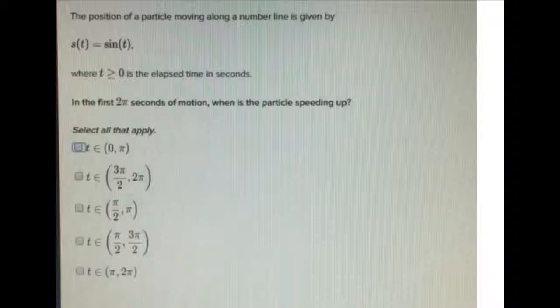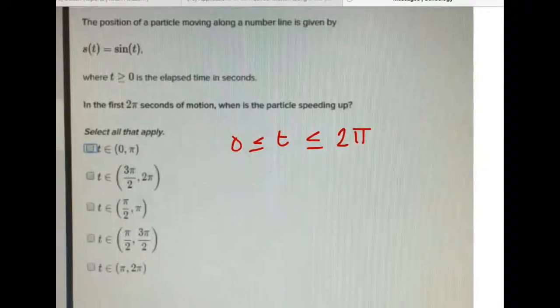So really, we're thinking about t. Well, we already know that it's got to be equal to 0 or bigger, and then the biggest that we're concerned with is 2 pi, which is roughly around 6 seconds. So, in the first 6-ish seconds, when is the particle speeding up?